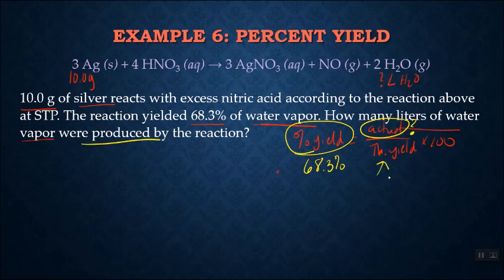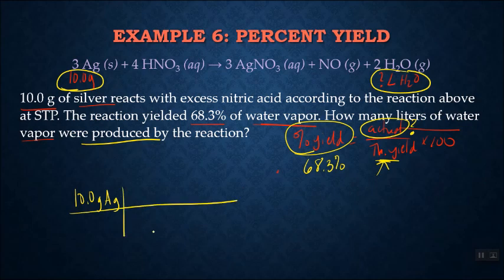The theoretical we can calculate using stoichiometry, because we know 10 grams of silver to start with, so we can figure out how many liters we should end with if everything's perfect. So we can do the stoichiometry to figure out this theoretical yield. So we're going to go ahead and set that up. 10 grams of our silver. We're going to diagonal down the grams of silver, going to 1 mole of silver. First thing to do is change it to moles so then we can do the mole ratio.